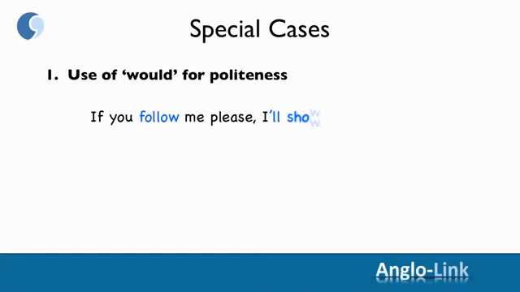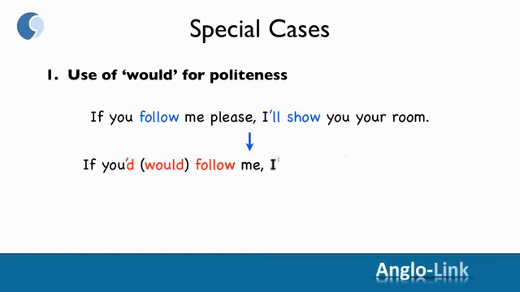Okay, let's look at some special cases. The first one is the use of would for politeness. For example, here we have a first conditional sentence. If you follow me, please, I'll show you your room. You can add would to the first part and make it sound more polite. If you'd follow me, I'll show you your room.